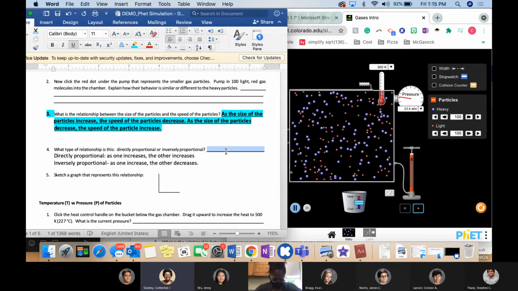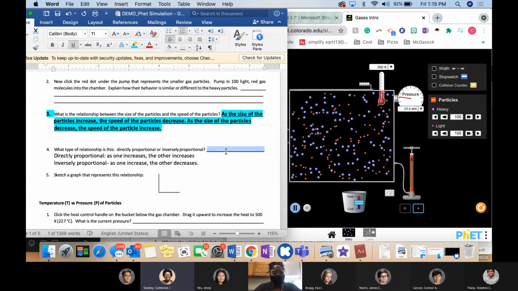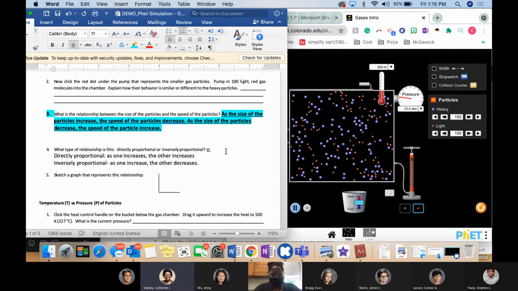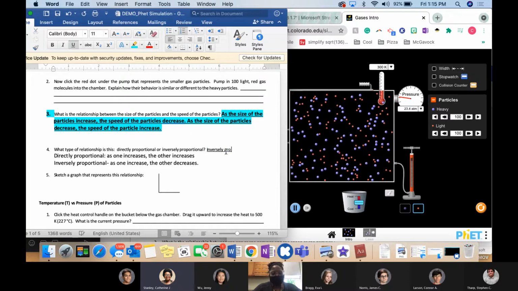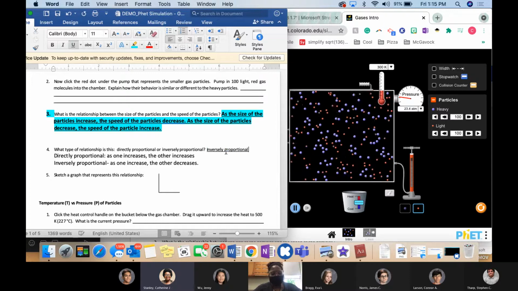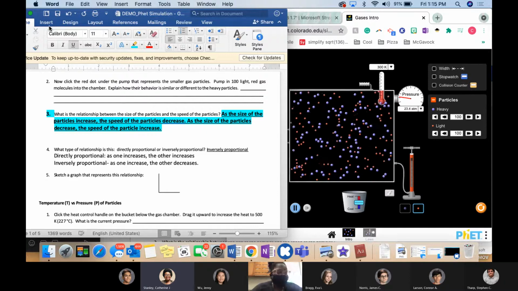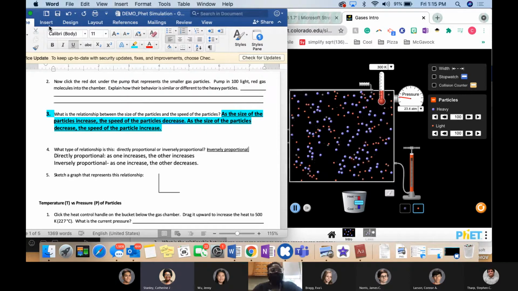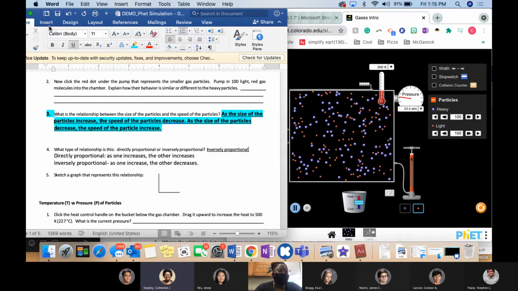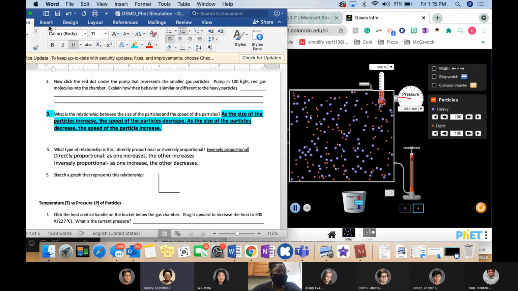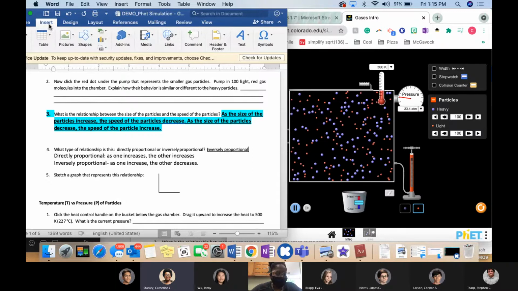So good job. I have one vote for inversely. Two, three votes. Good job. So this is inversely proportional. All right. If you're at home trying to draw these arrows in, sometimes you can click insert and there will be a shape there. Other times there won't. But you need to describe this line either way.